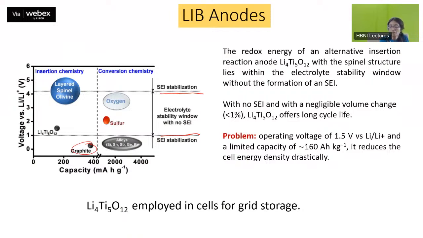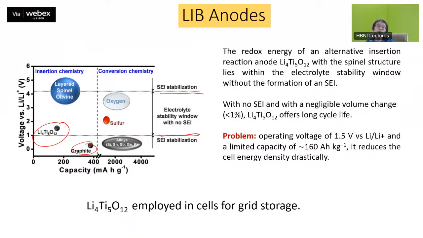And for this, you have something which is lithium titanate, Li4Ti5O12. This has a spinel structure and lies within the electrolyte stability window, and it doesn't lead to the formation of any SEI layer. So with no SEI, there is going to be a very negligible volume change, which is less than 1%, and so this lithium titanate offers a very long cycle life. So that is the advantage of lithium titanate.